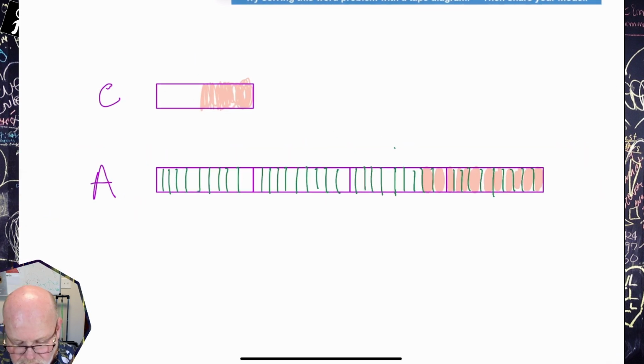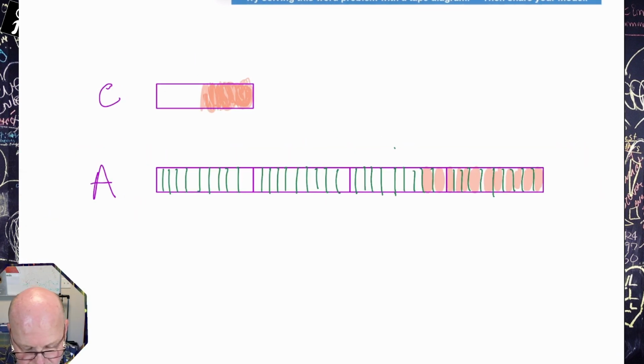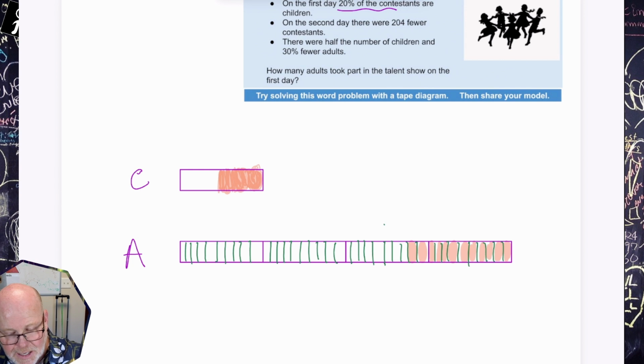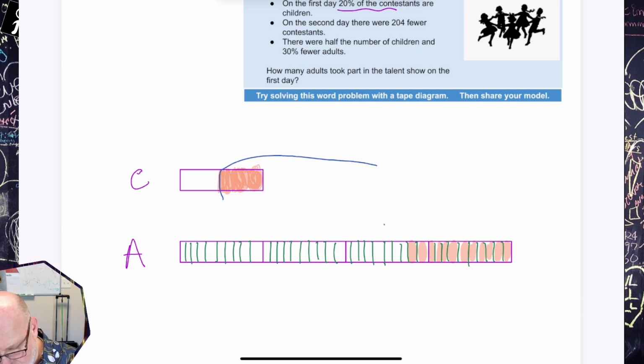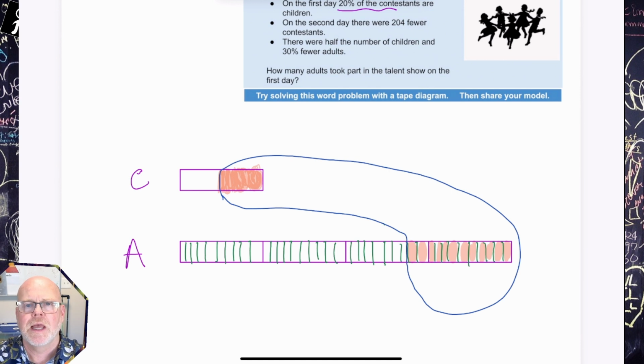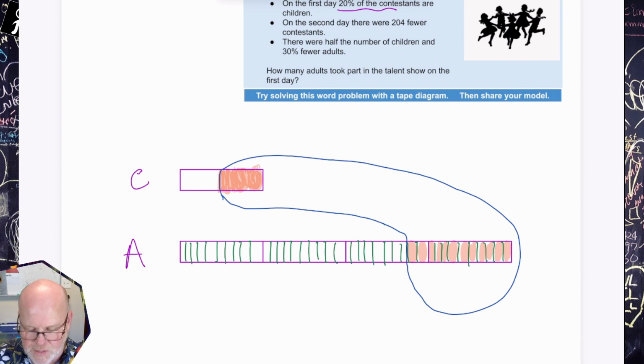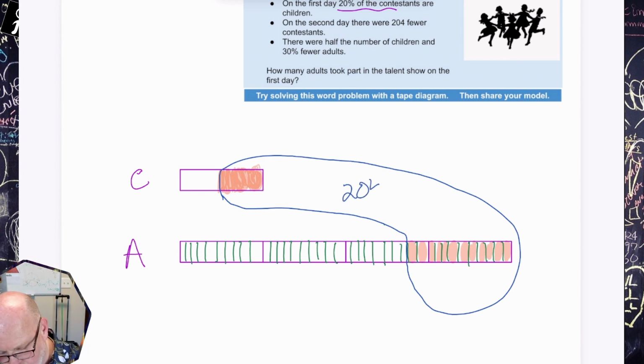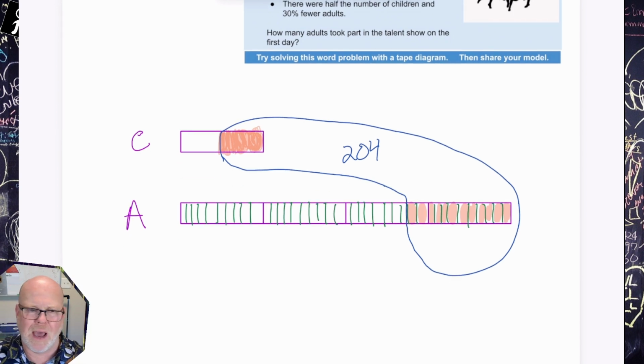So by doing that, I know I lost half the children and 30% of the adults. And I know that this right here is half the children and 30% of the adults, and I know that that is 204. So now, what does that mean? How do I figure this out?